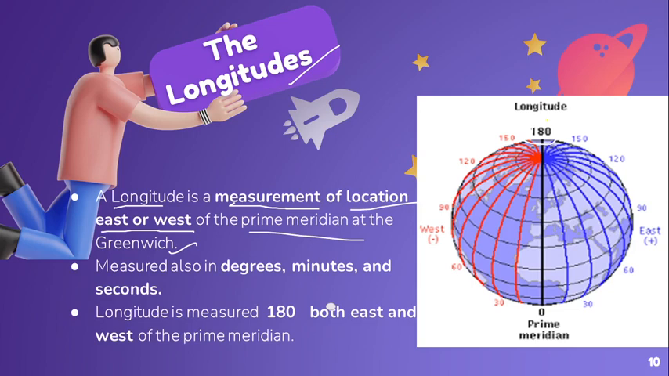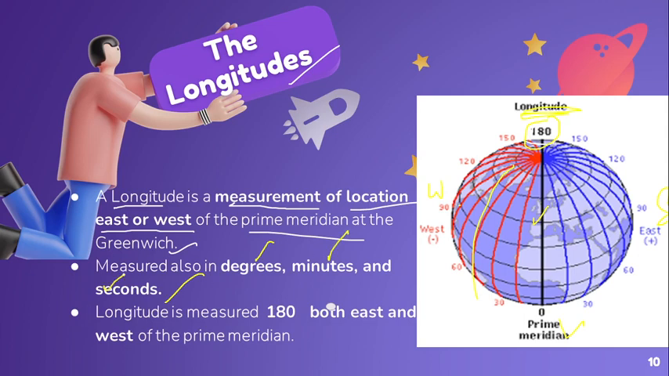So here we have our 180 degrees, and the prime meridian, where these lines also cross. Here we have our latitudes and here we have our longitudes, and also we have some longitudes on the east side and some on the west side, right? All these longitudes are measured in degrees, minutes, and seconds.